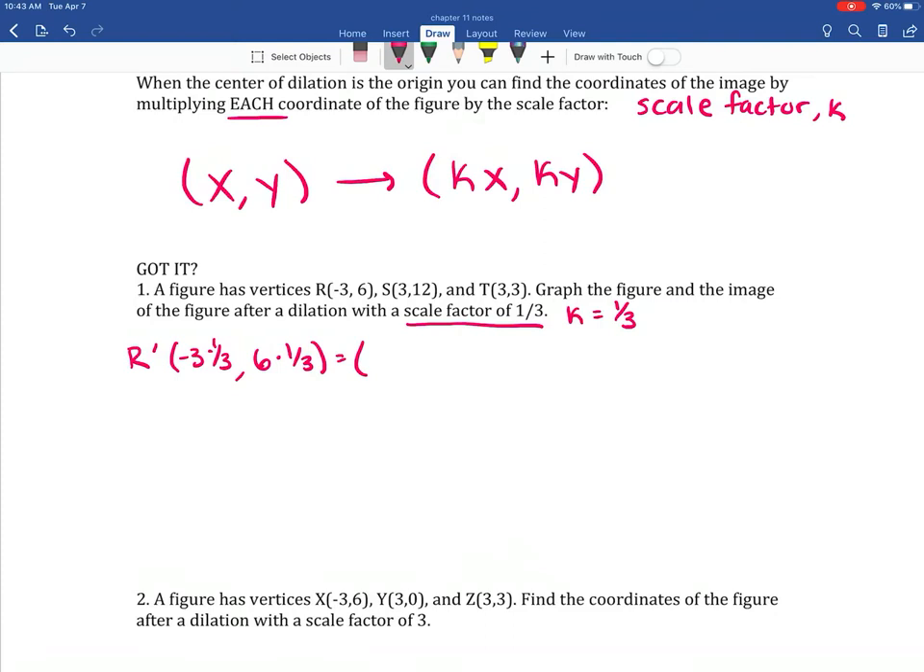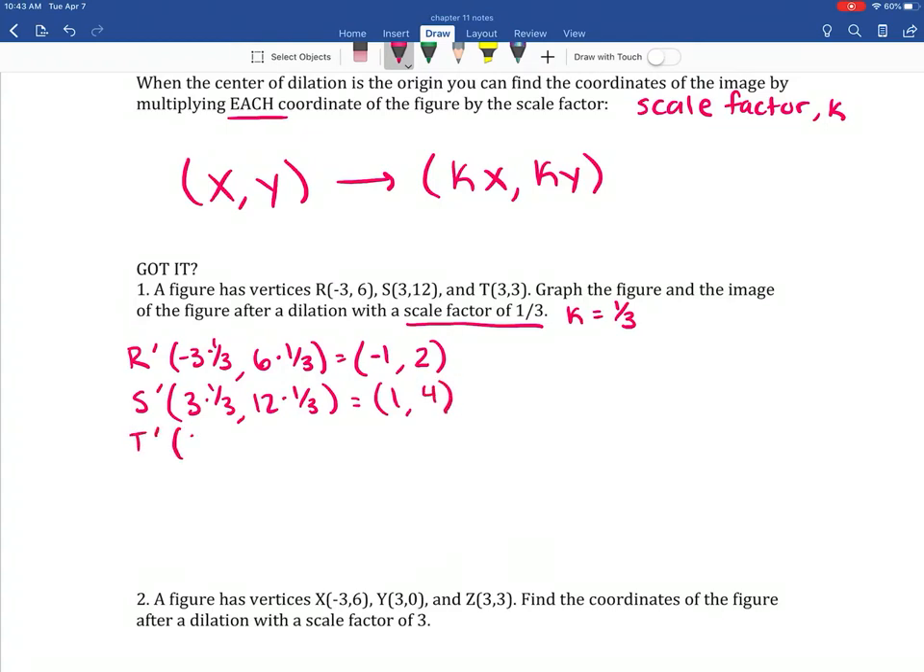Multiplying by 1/3 is the same as dividing by 3. -3 times 1/3 is -1. 6 times 1/3, or 6 divided by 3, is 2. S prime would become 3 times 1/3, comma, 12 times 1/3. 3 times 1/3 is 1. 12 times 1/3 is 4.